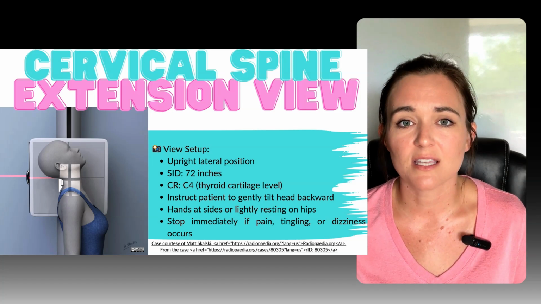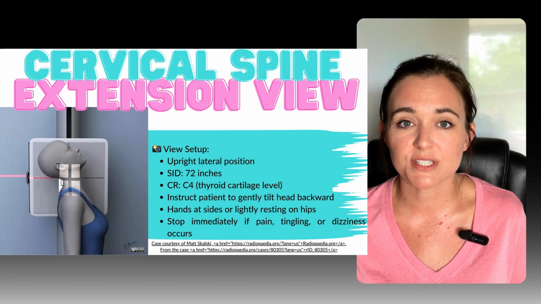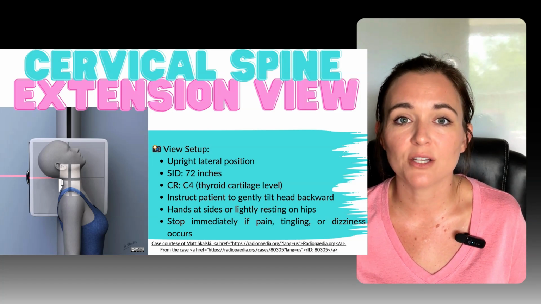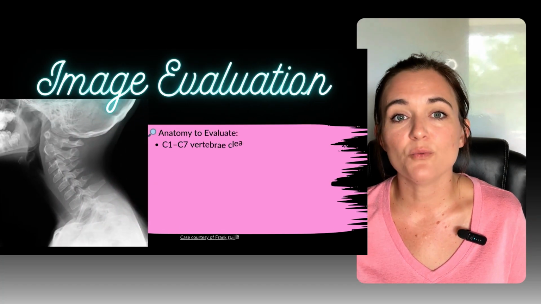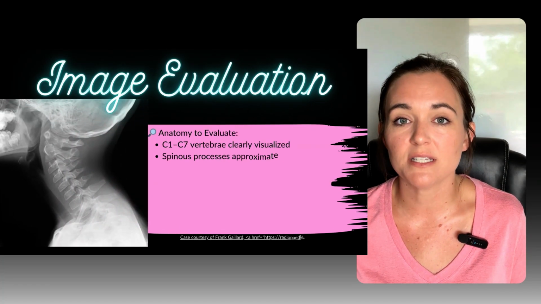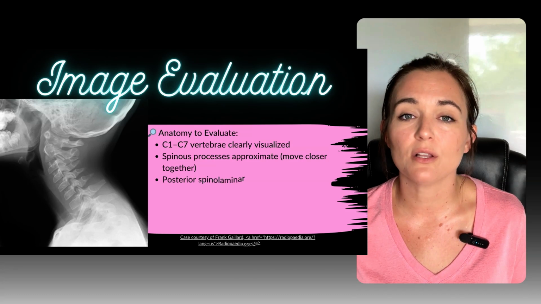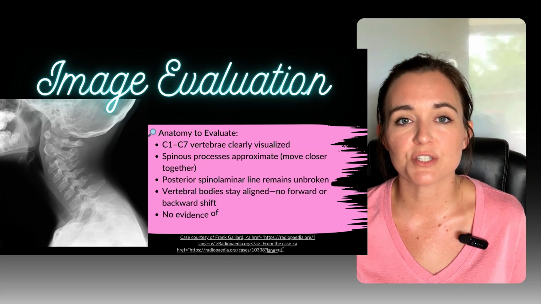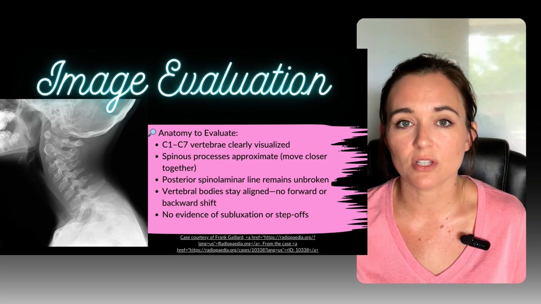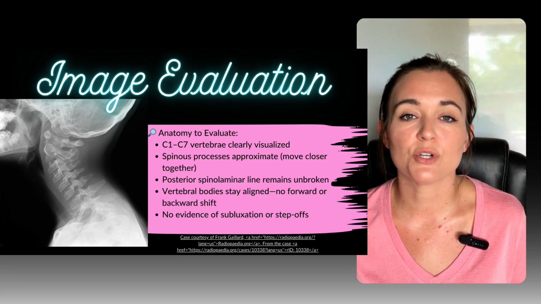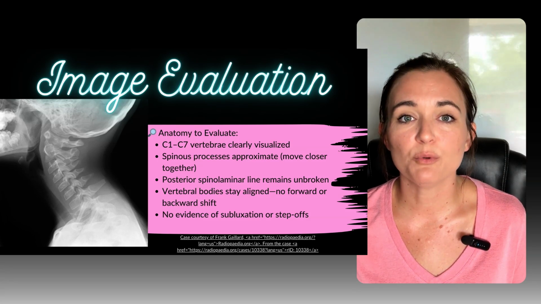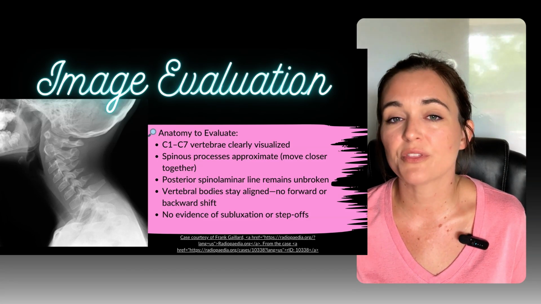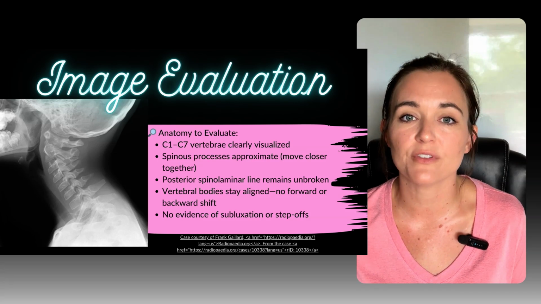Check their balance. Have them hold the wall or stand, or keep your hand ready to steady them. What should you see? Again, C1 through C7, the spinous processes should now be closer together, also called approximated. The posterior spinal line should still look clean, no step-offs or jagged edges. The vertebral bodies should stay stacked with no forward slipping of one over the next.